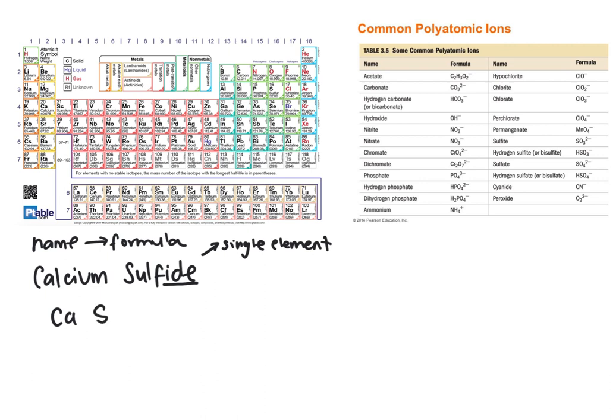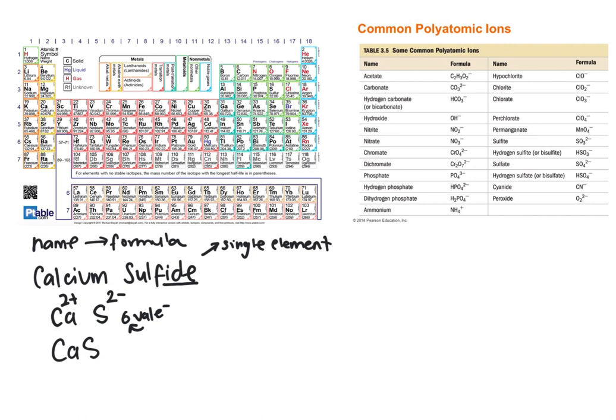Next thing we need to do is look for the charges. Calcium is in group 2, so that's automatically 2 plus. Sulfide, or sulfur, is in group 16, so it has 6 valence electrons. That means we need to add how many to get to 8? That's going to be a 2 minus. Since this number and this number are the same, we don't need to do the crisscross. So it's just going to be CaS.